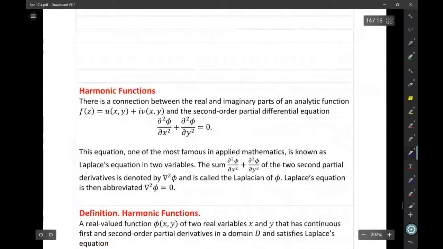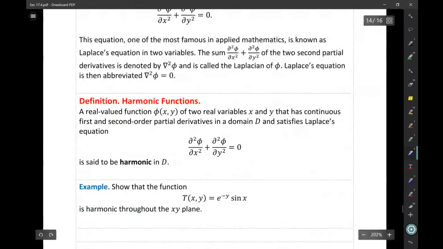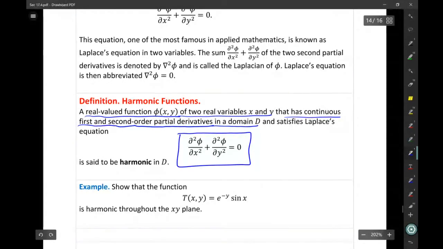Let us now go to the definition of harmonic function. A real valued function phi of x, y of two variables, a function of x and y, that has continuous first and second order partial derivatives in a domain D, and satisfies this Laplace equation, is called a harmonic function on that domain D.